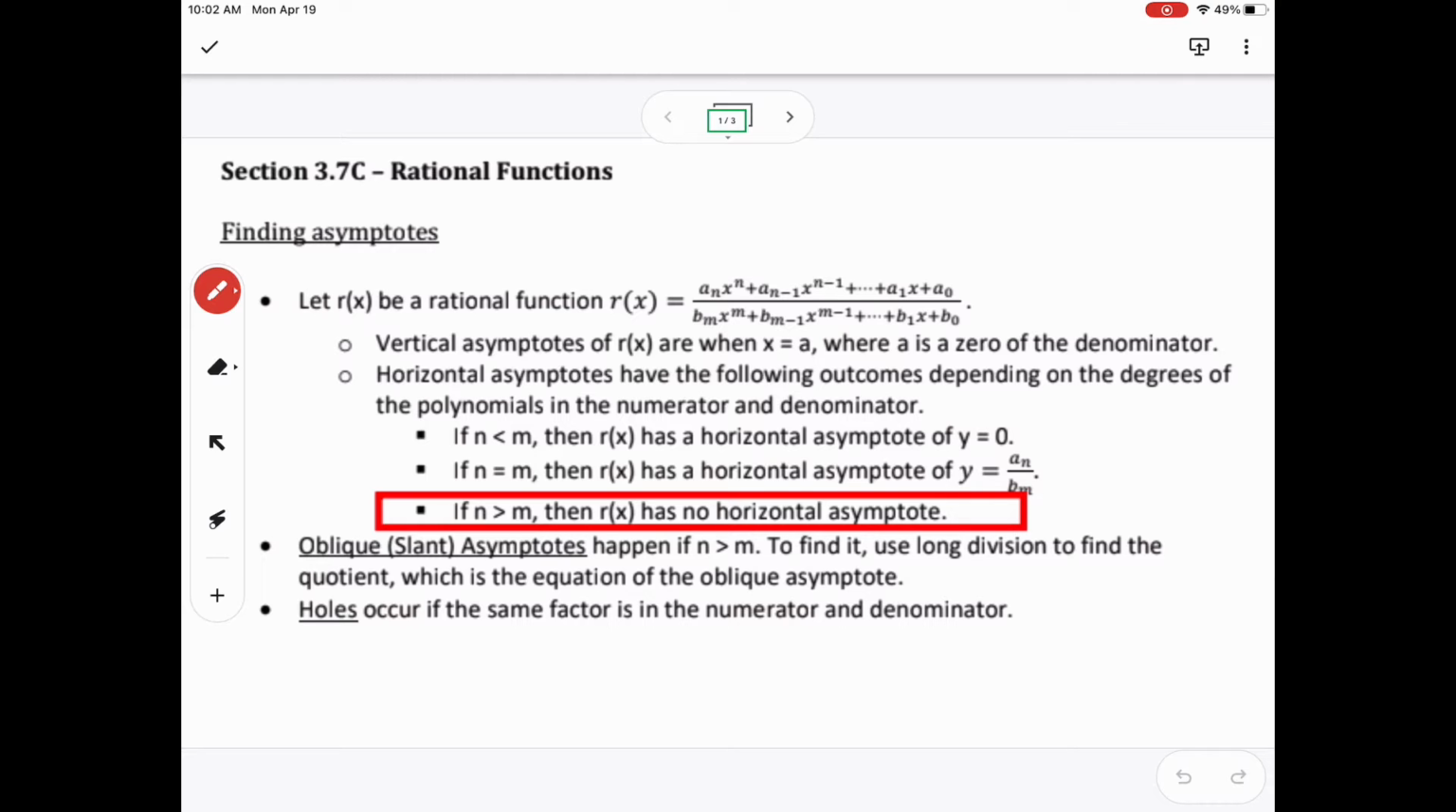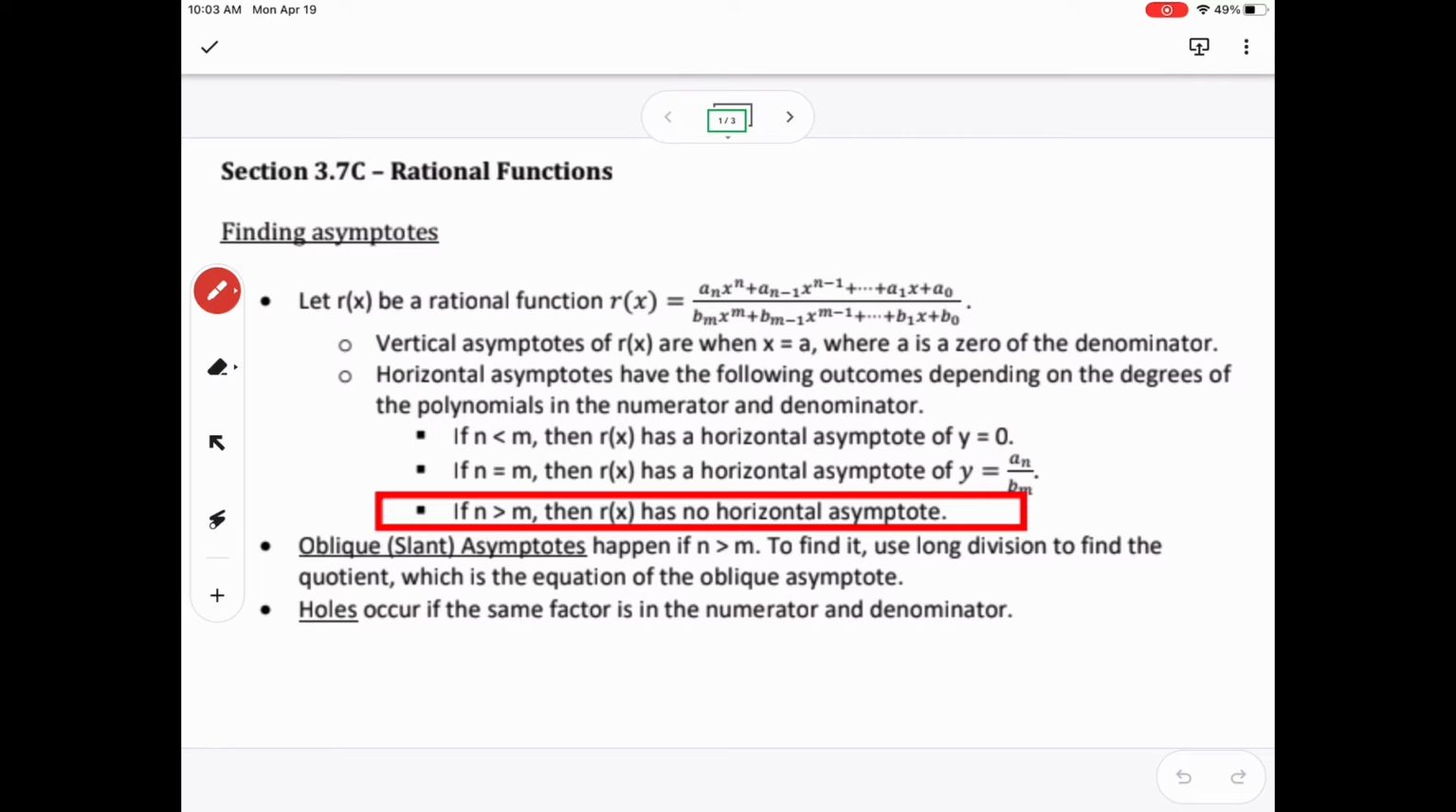But in its place, we get something called an oblique or a slant asymptote when the degree on the top is greater than the degree on the bottom. To find this line, we use long division, and the quotient that we get is our equation for the oblique or the slant asymptote. We may also still get holes for this. We just have to keep an eye out for factors that are in the numerator and in the denominator.